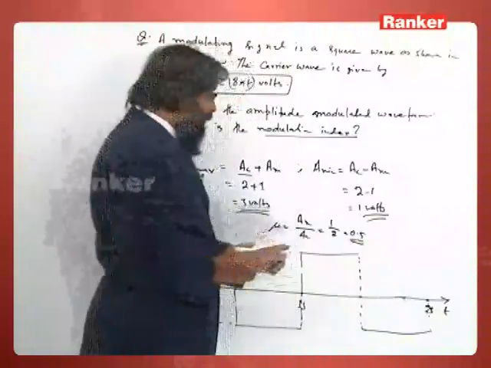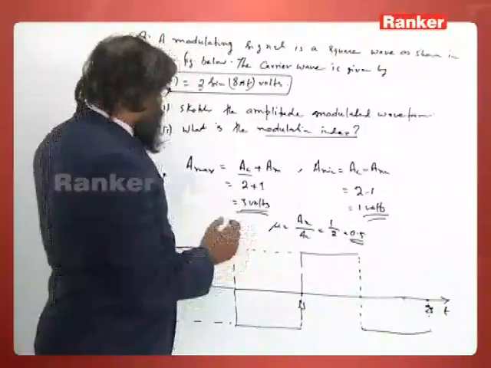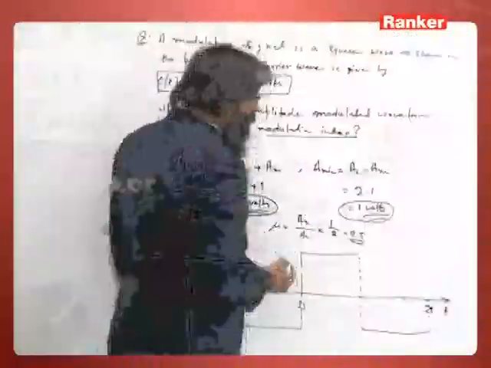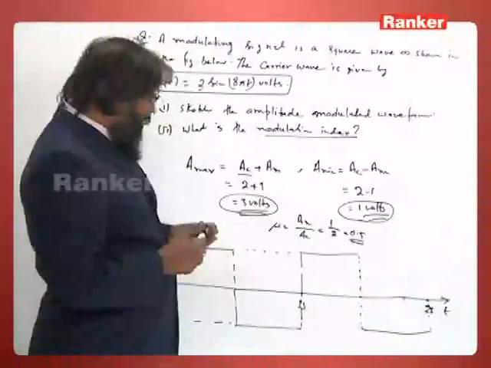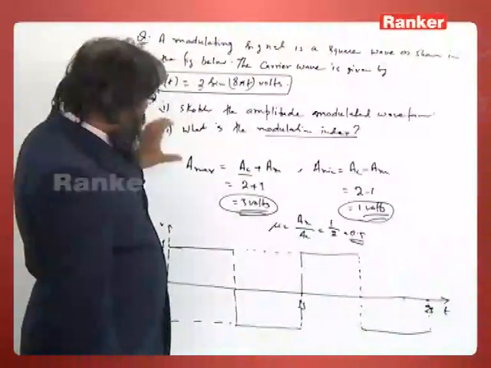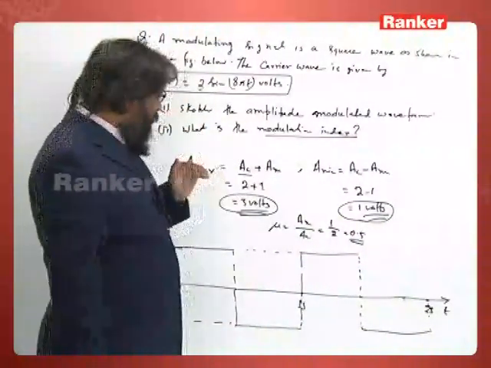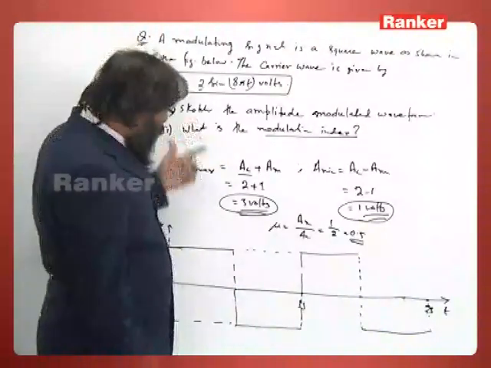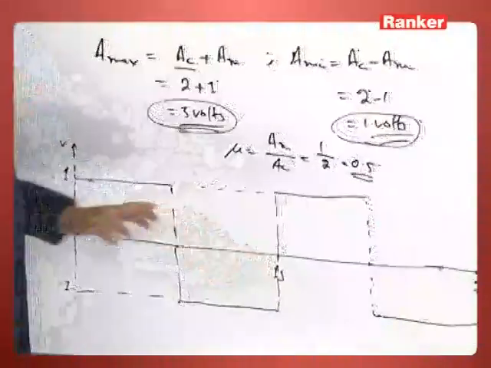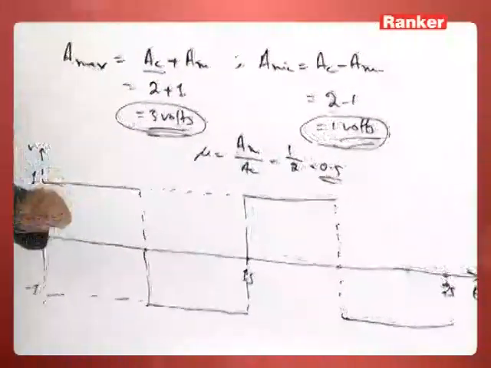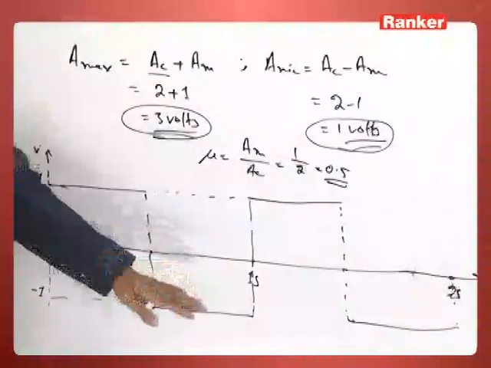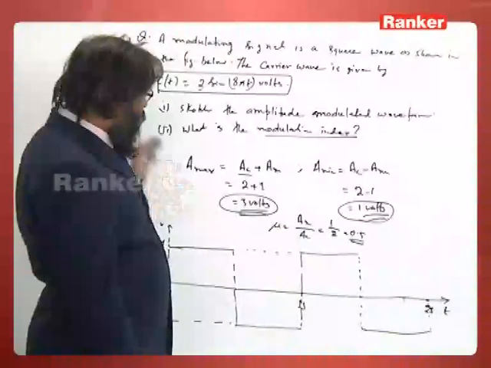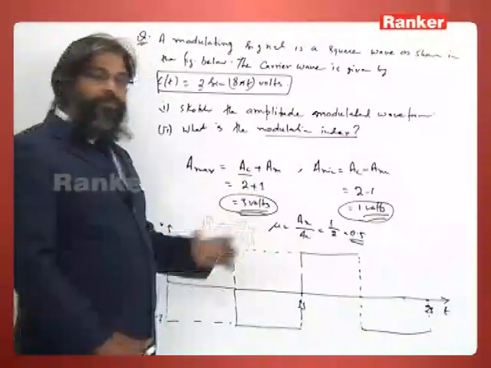So the modulation index is 0.5, the maximum amplitude is 3 and the minimum amplitude is 1. Now let us see how to draw the modulated carrier wave. That means how the carrier wave will be modified according to this digital signal. You see, this is not 0 and 1, this is 1 and minus 1. So this is a rectangular waveform. Let us see this.